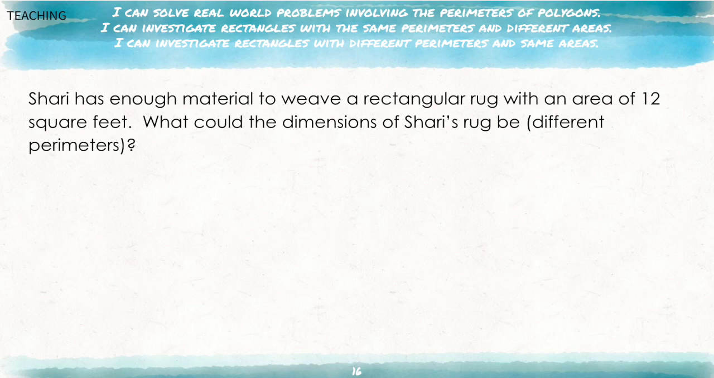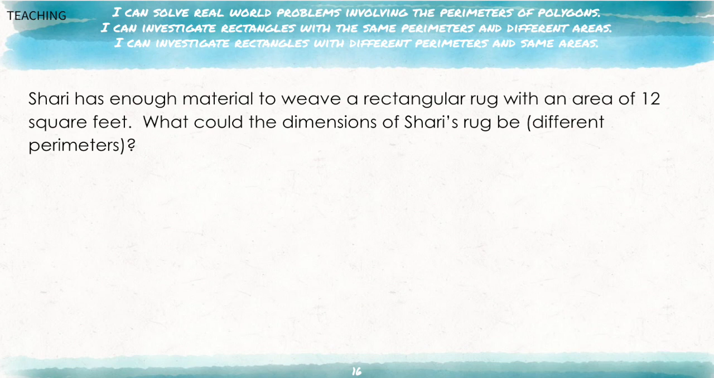Alright, so our first example here says that Sarah has enough material to weave a rectangle rug with an area of 12 square feet. And what we want to do is find out what could be the dimensions of Sarah's rug. Well, the first thing I want to mention is that area is base times the height of a rectangle. So we're going to take one side of the rectangle times the other, and we multiply those two. It should give us the number 12.